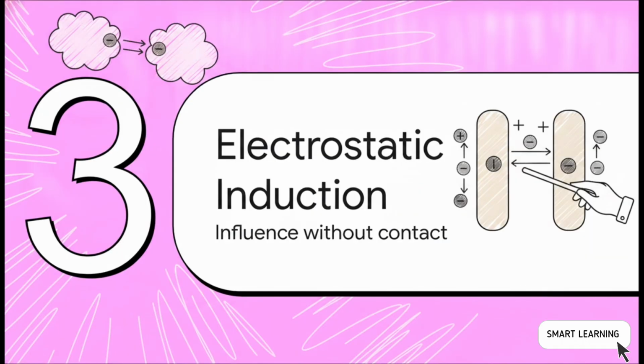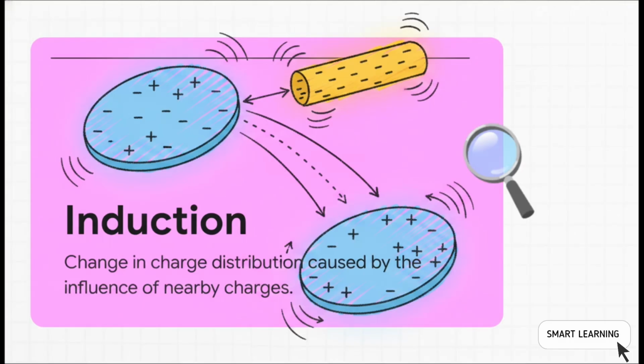Section 3, the magic of electrostatic induction, influence without physical contact. Okay, so we know rubbing things together transfers electrons through direct contact, right?